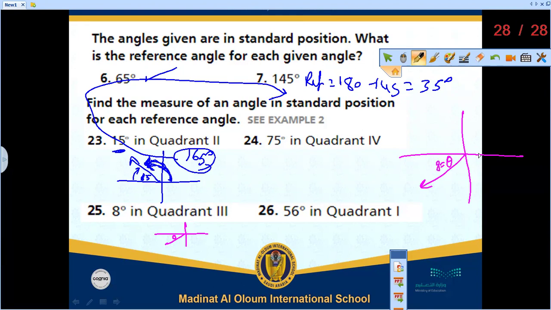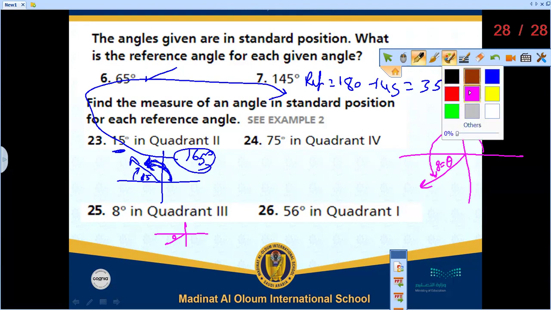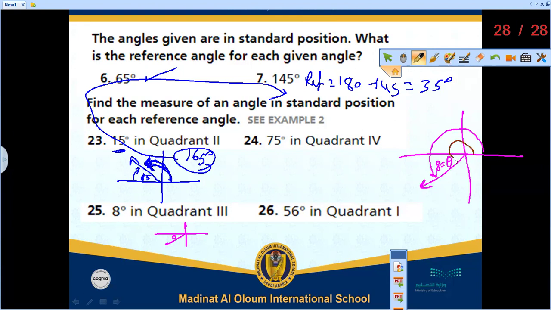He needs the angle in the standard position. Until here, I moved what? 180, then I add 8. It means 188. If I give you a reference, you can get the angle in standard position, like this one. You draw the reference and you get the angle.